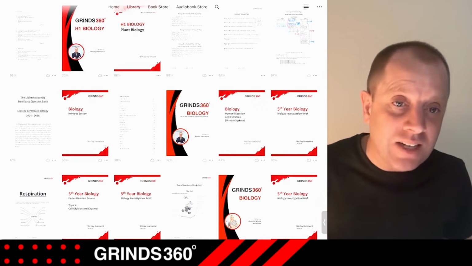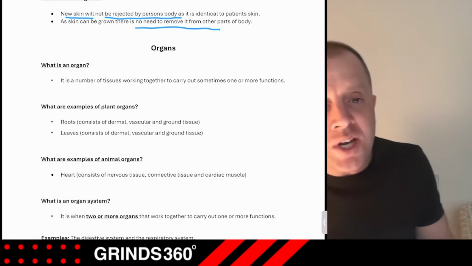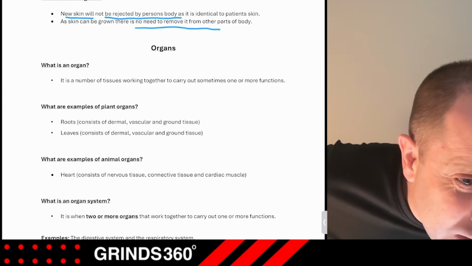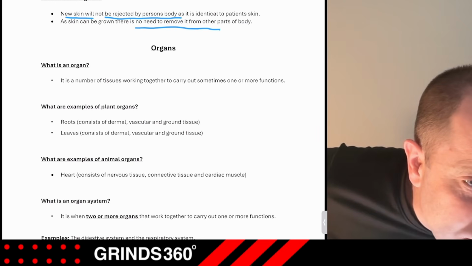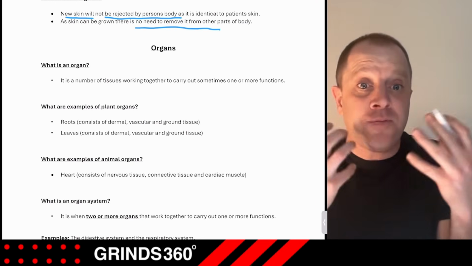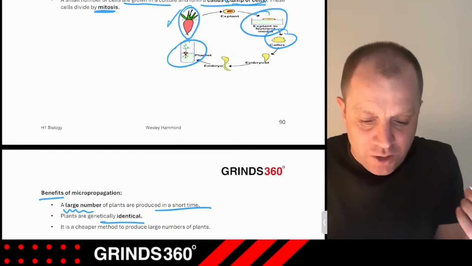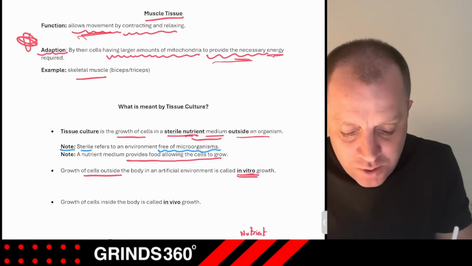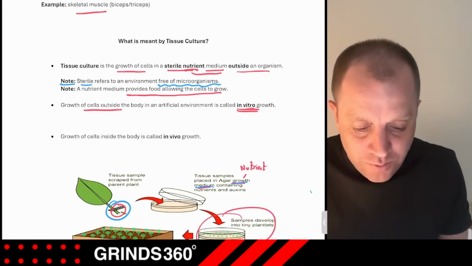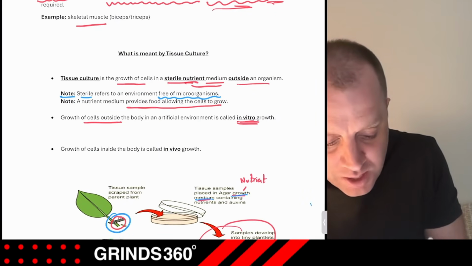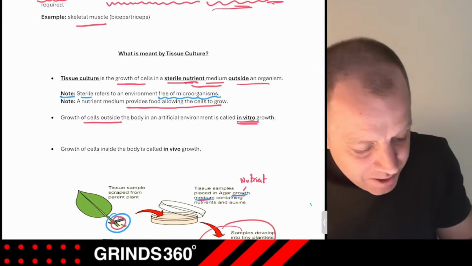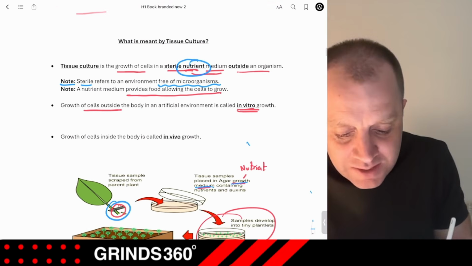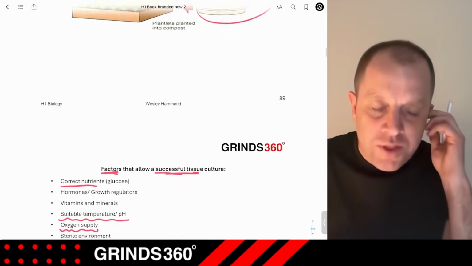Brilliant. The last little thing in this chapter, there's not much left. You need to know these 2 or 3 definitions and a couple of examples. So let's have a look at this. Sophie, you asked what do you mean by medium? A growth medium is the food, the nutrients. We mentioned that. Look here, you'll see the growth medium there. So a growth medium is a nutrient medium, which means you're providing the food for the cells to grow.